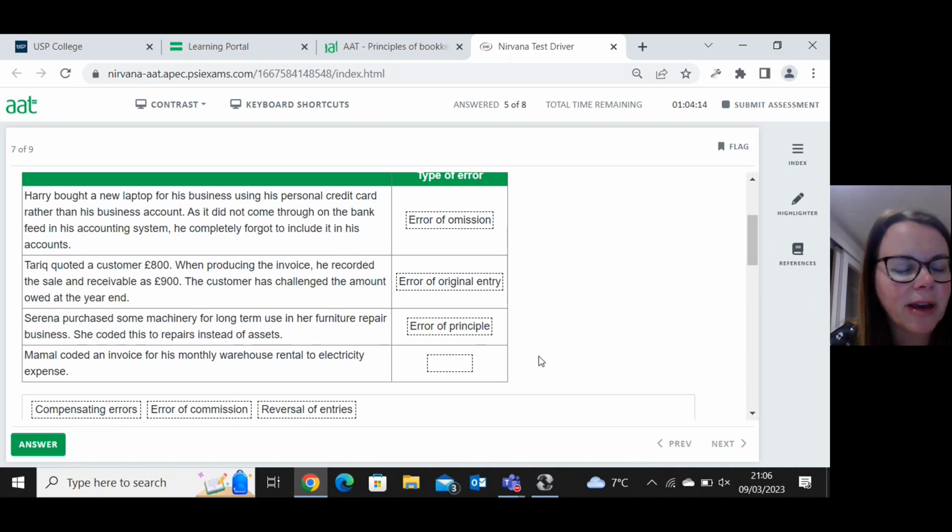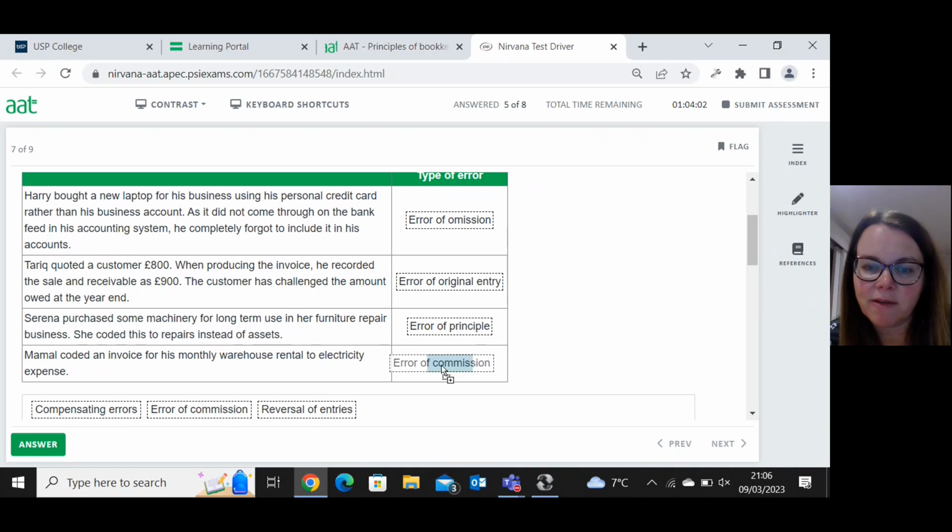Mamel, don't know how to pronounce that, I'm sorry, coded an invoice for his monthly warehouse rental, which is an expense, to electricity expense. So they are both expenses. That's an error of commission.